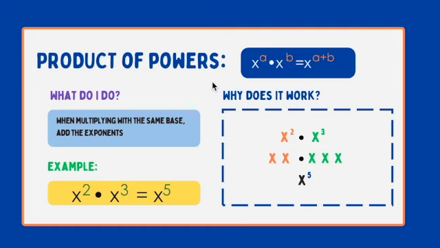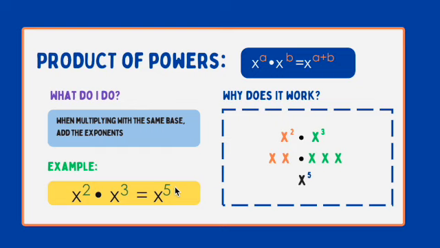Number 1 is the product of powers. It says that when we are multiplying x to the power a times x to the power b, we are adding those powers. As you can see here, x squared times x cubed equals x to the 5. How do we get to that? When you break down x squared, that means we have 2 x's, and x cubed means we have 3 x's. So we have 5 x's in total, and that gives us the power of 5. In other words, when we are multiplying, the powers are added.